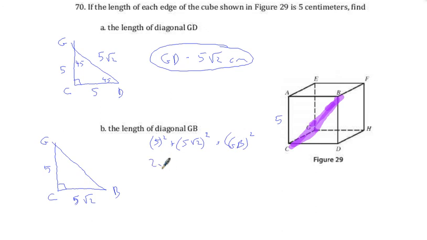Well, 5 squared is 25 there, and also here. The square root of 2 squared is 2, so 25 times 2, or 50, plus 25 equals GB squared. 25 plus 50 is 75.